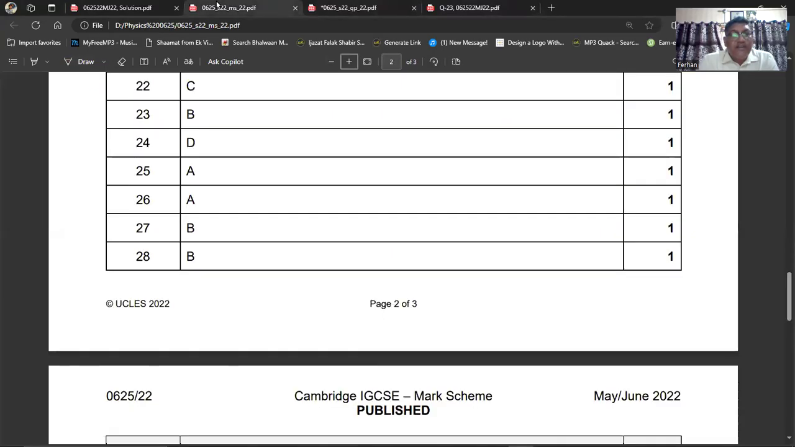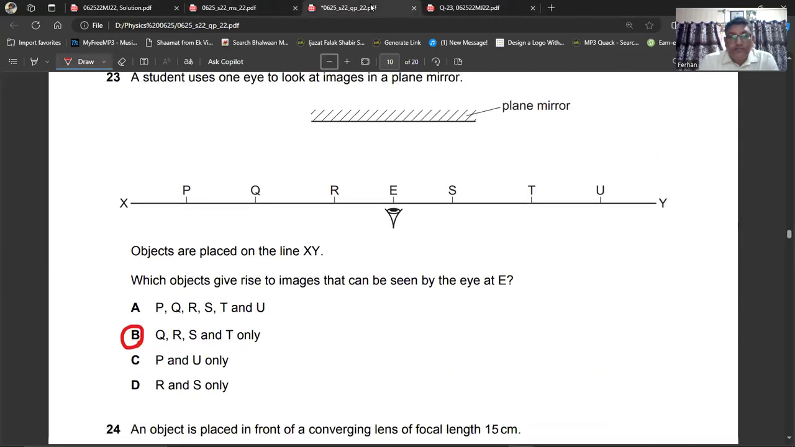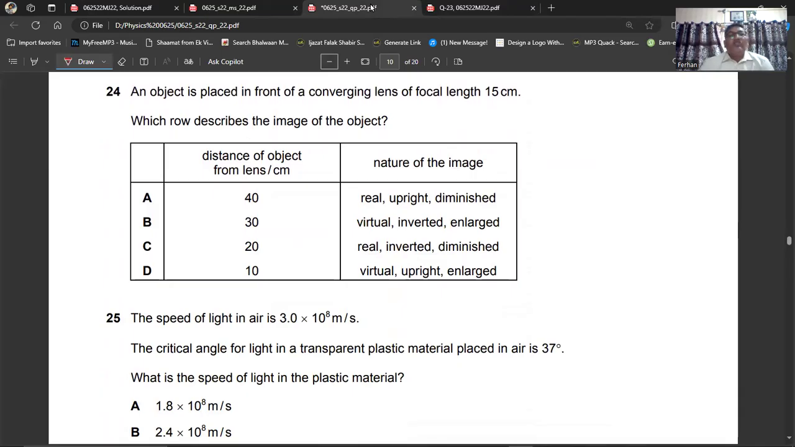Question number 23. B is the choice. Question number 24. An object is placed in front of a converging lens of the focal length 15 centimeter. Which row describes the image of the object? Distance of the object from the lens.